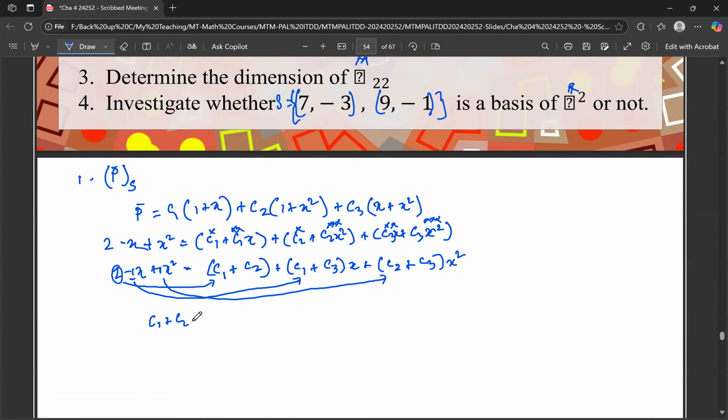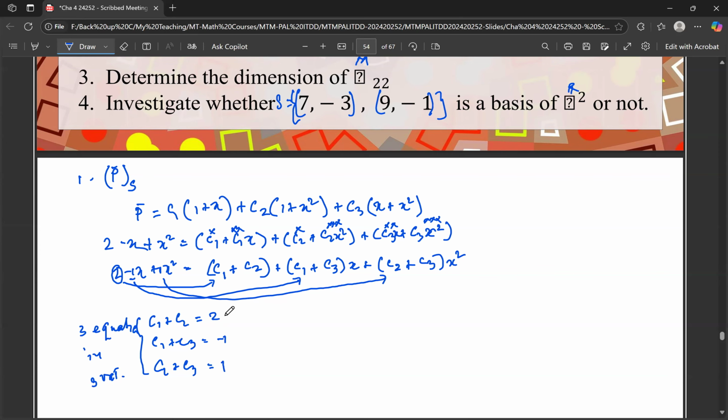So we have three equations. C1 plus C2 is equal to 2. C1 plus C3 is equal to minus 1. And C2 plus C3 is equal to 1. We have three equations in three variables. Okay, how to get the result? We can do substitution and elimination methods.